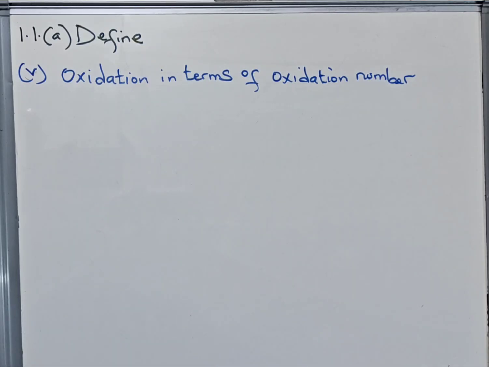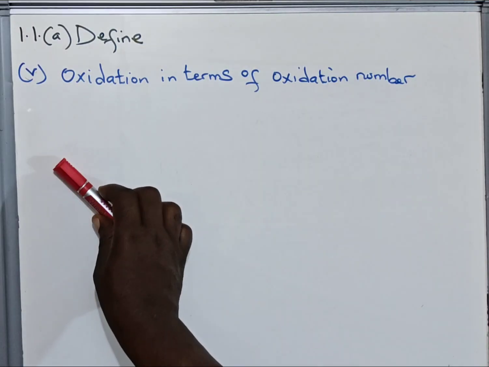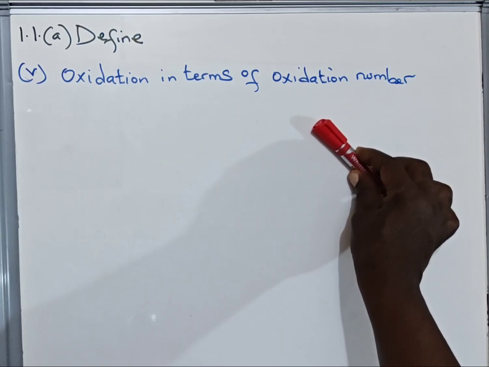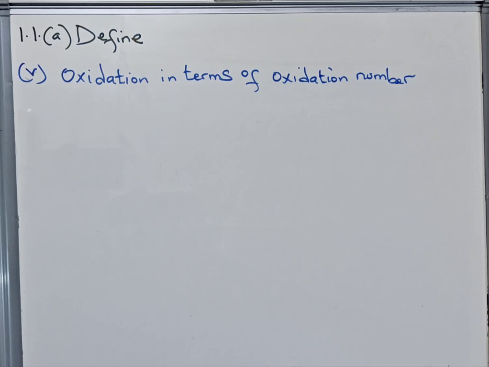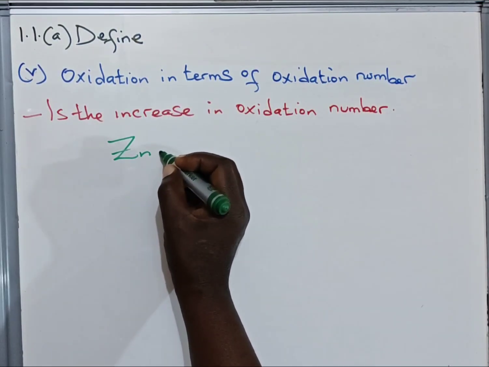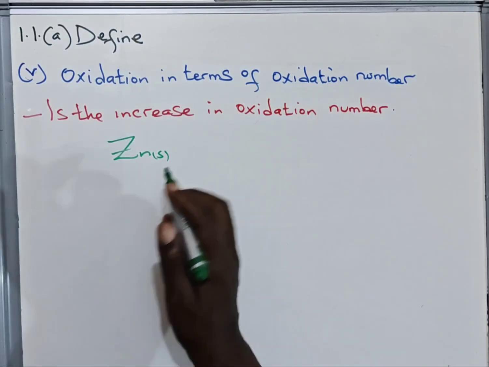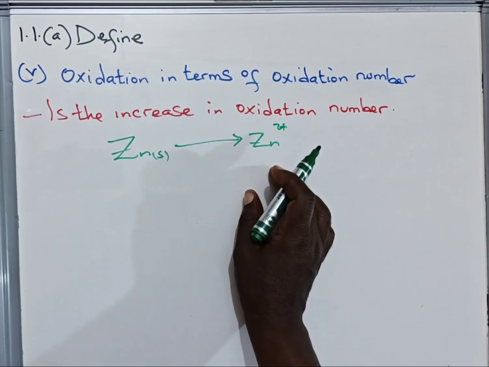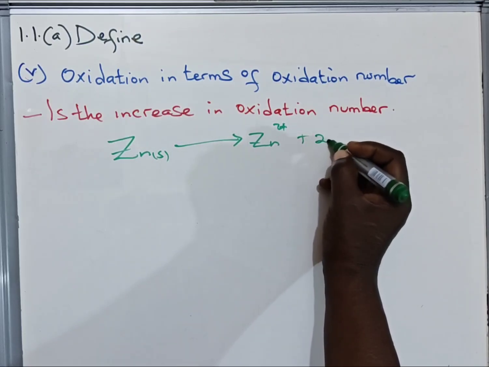Then we come to this question. It says, define oxidation in terms of oxidation number. What is it? Oxidation is the increase in the oxidation number. The example we can give in this case, suppose you have our zinc solid, like we said, and it loses electrons to attain the positive charge, and the lost electrons are put here.